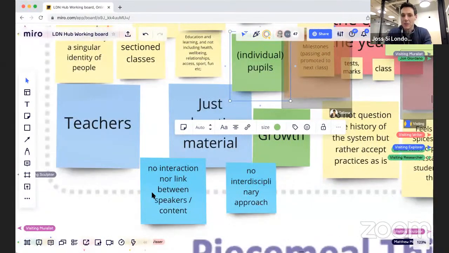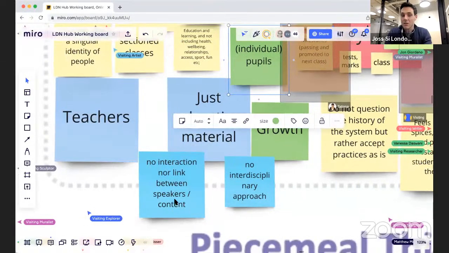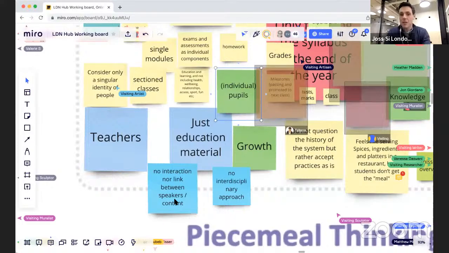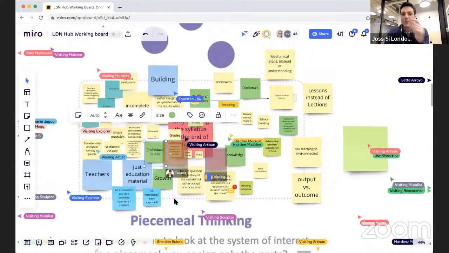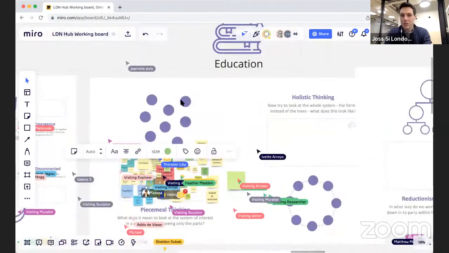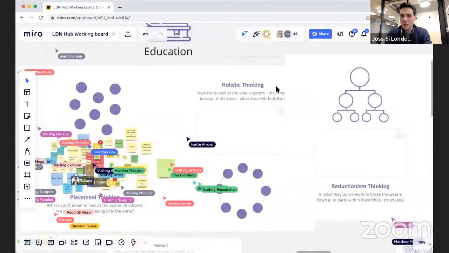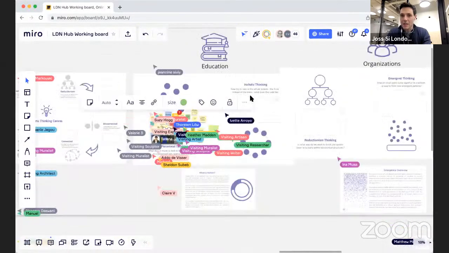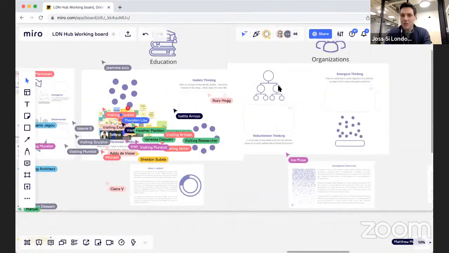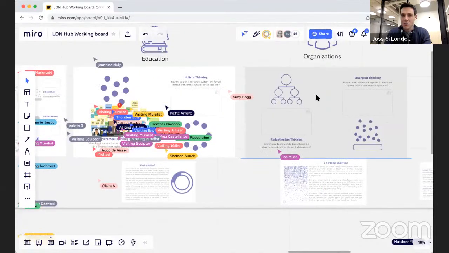No disciplinary approach, no interaction, no link between speakers and content. Yeah, okay, great. So, well done. That was looking at this educational system through this piecemeal view. Let's jump over here and flick to a different view of this system. What would it mean to look at this system in a holistic way?